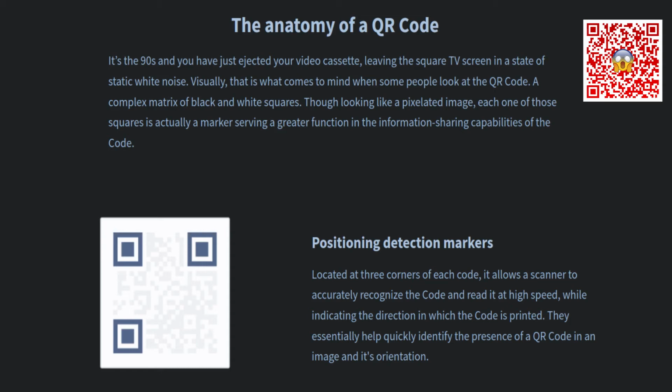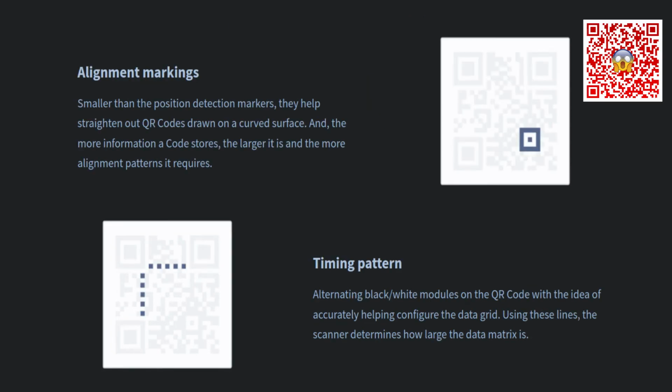Position detection markers. Located at three corners of each code, they allow a scanner to accurately recognize the code and read it at high speed, while indicating the direction in which the code is printed. They essentially help quickly identify the presence of a QR code in an image and its orientation. Alignment markings. Smaller than the position detection markers, they help straighten out a QR code drawn on a curved surface, and the more information a code stores, the larger it is and the more alignment patterns it requires.